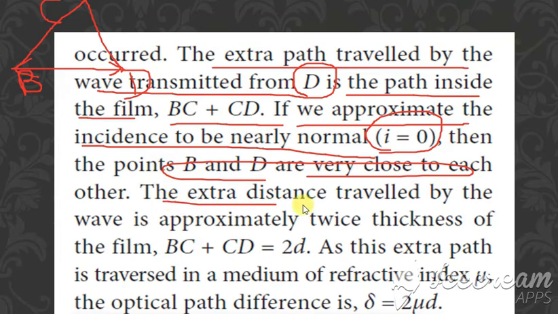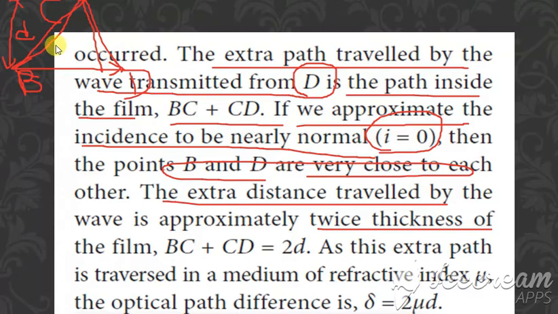Okay, so the extra distance traveled is twice the thickness, we know. So this is the value we know, which is d. Here it is traveling from B to C and C to D. B to C we are writing as d, again C to D is written as d. So it is d plus d, which is given as 2d. Okay, so the distance traveled is 2d.